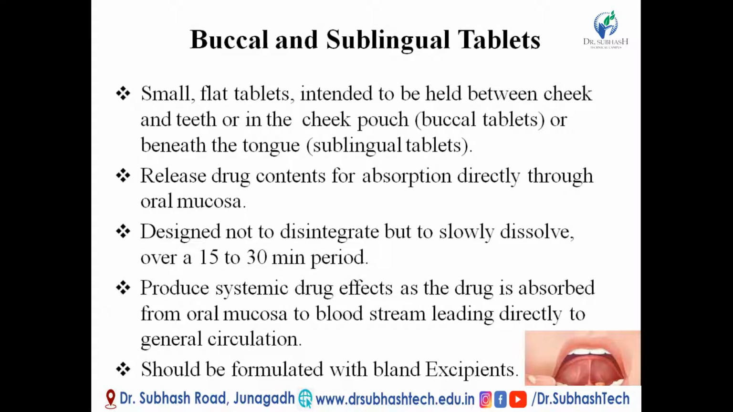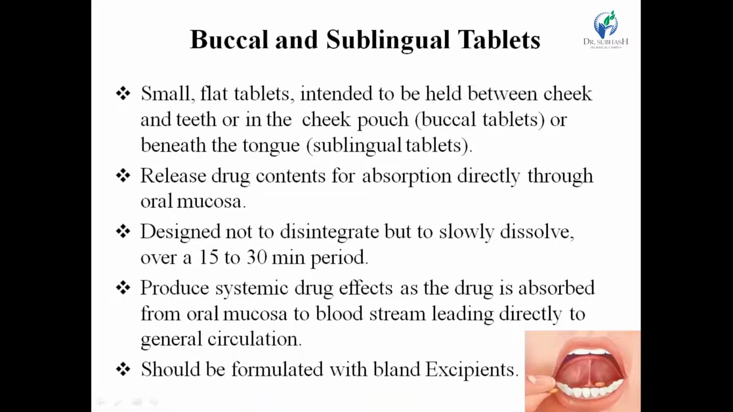Buccal tablets are small, flat tablets intended to be held between the cheek and teeth or in the cheek pouch. That means buccal tablets are defined as a small, flat lozenge intended to be inserted in the buccal pouch. Next one is sublingual tablet, which is placed under the tongue.